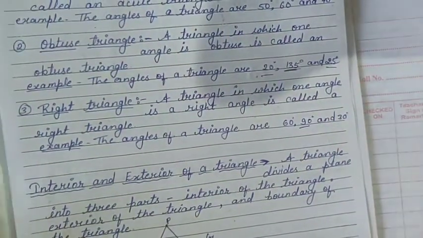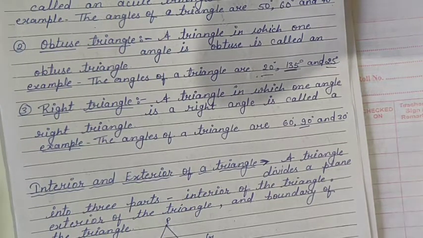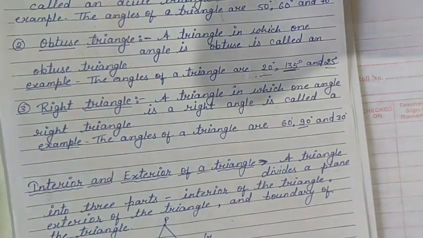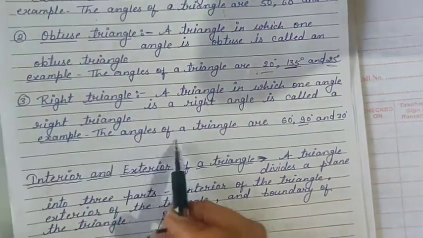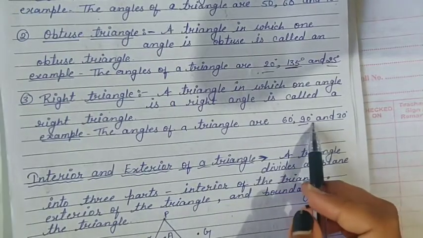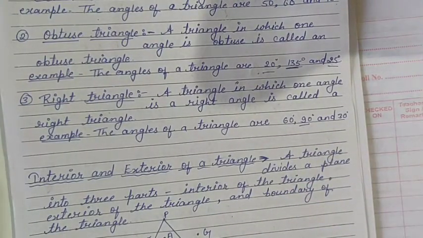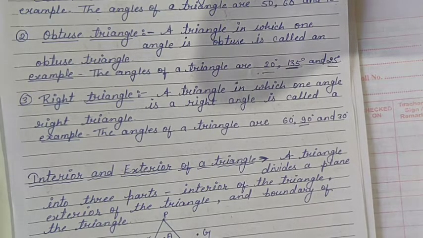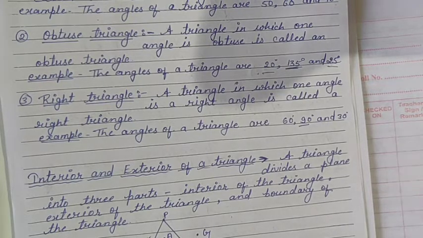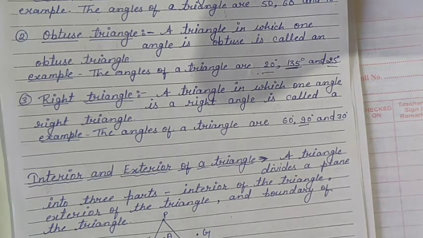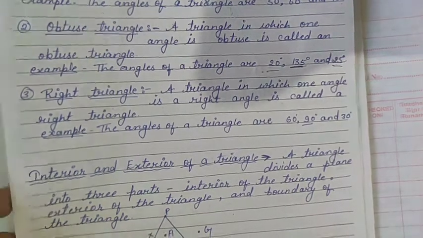Now right triangle. A triangle in which one angle is a right angle, it means one angle is of 90 degrees, is called a right triangle. For example, the angles of a triangle are 60 degrees, 90 degrees and 30 degrees. So then it is called a right triangle. Since in a right triangle, the rest of the two angles will be acute, because if one angle is of 90 degrees, then the sum of the rest of the two angles will be equal to 90 degrees. So those two angles will be acute.